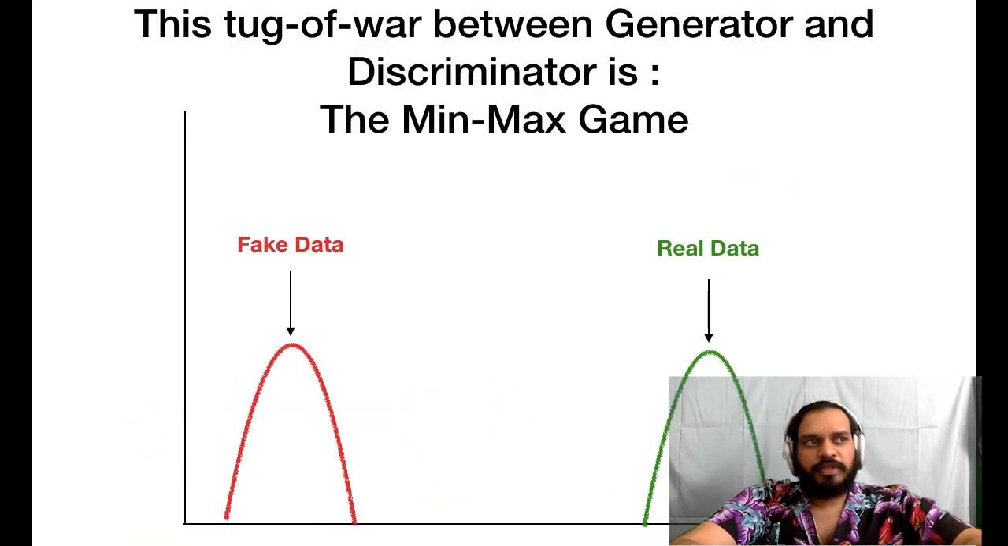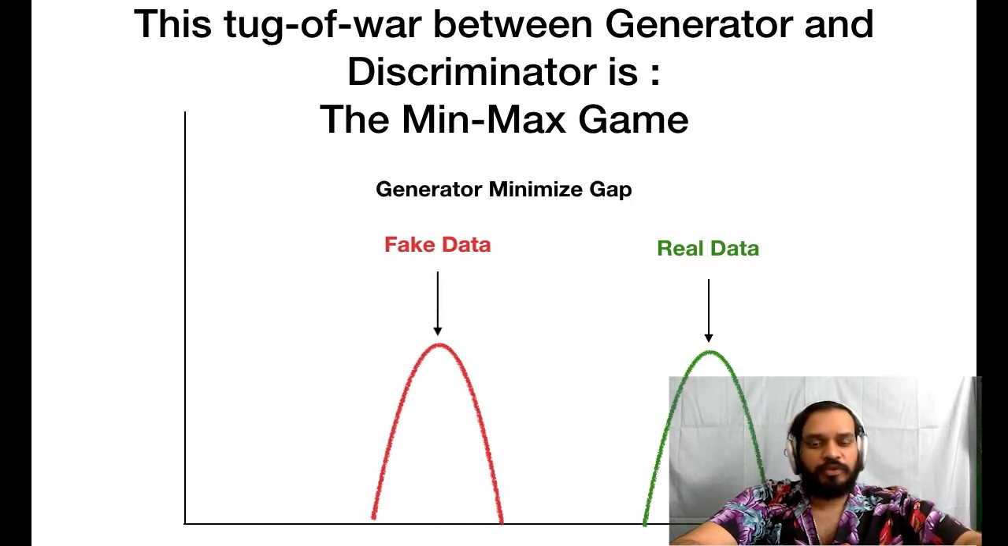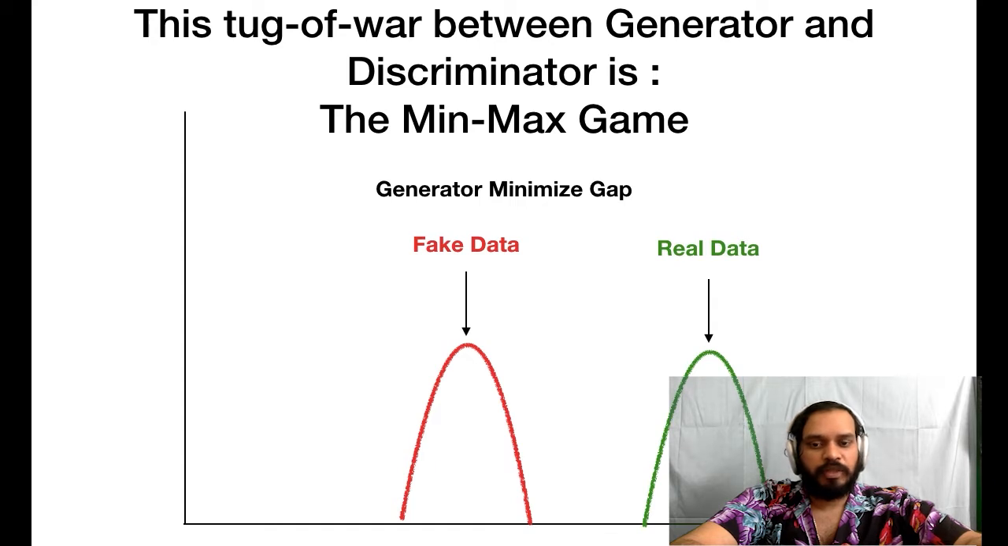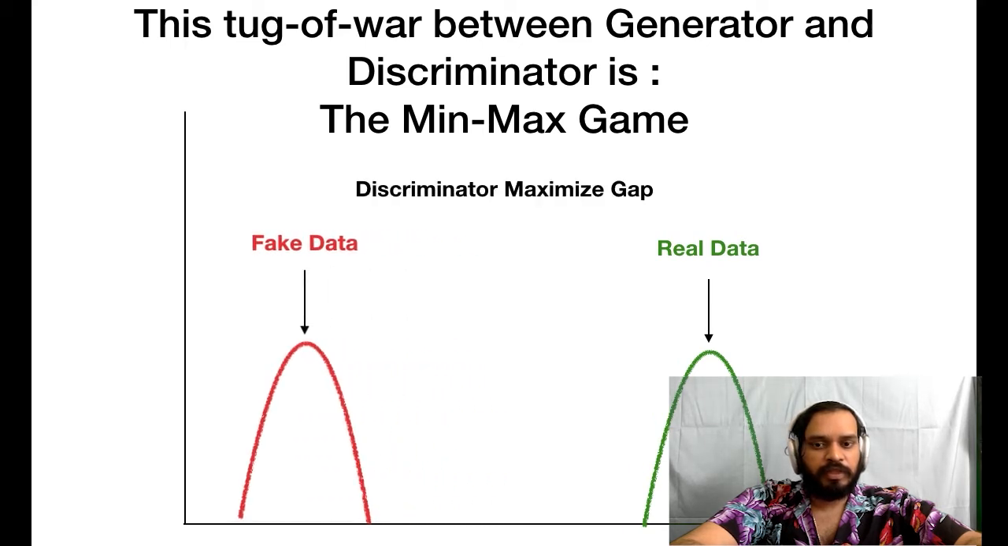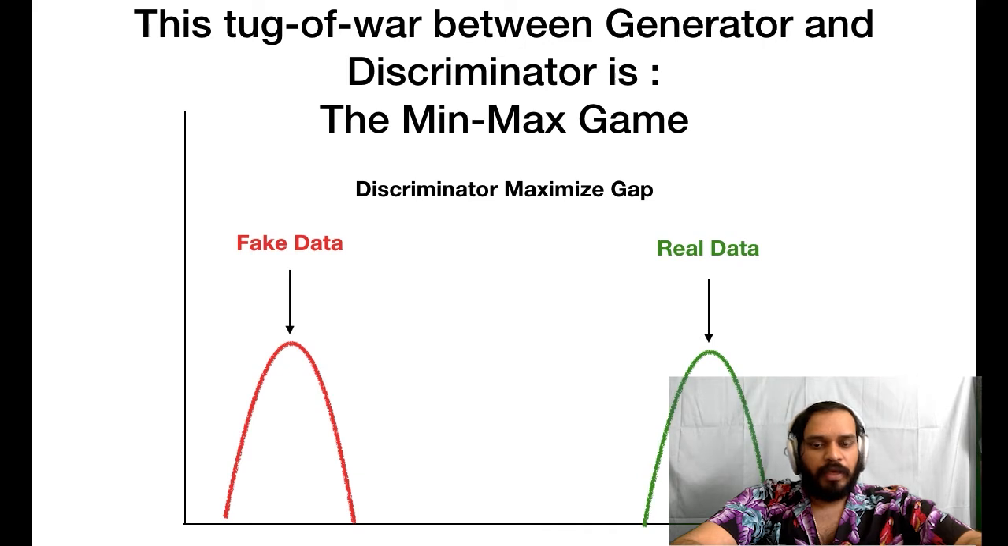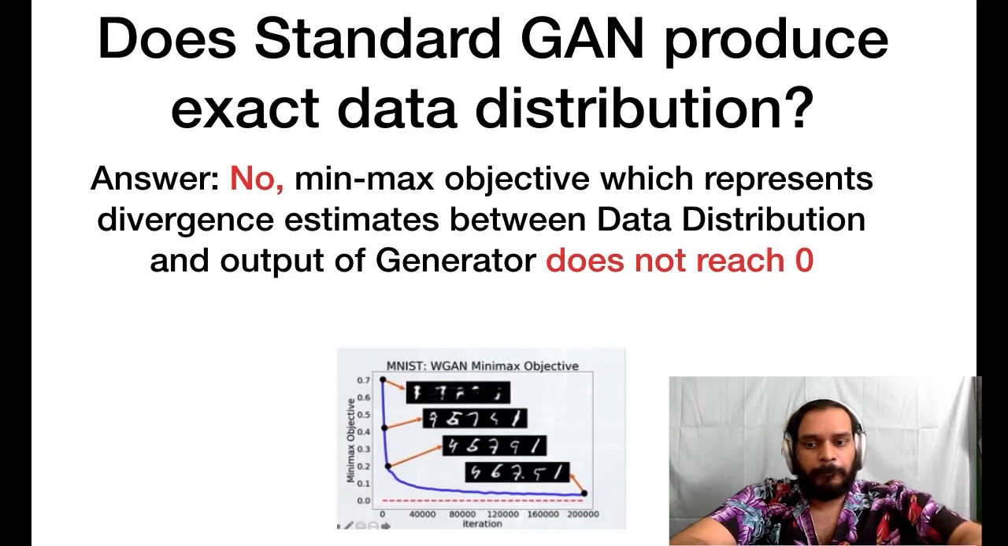So this diagram is diagrammatically showing what was explained in the last slide. Look at the generator. What it's trying to do is to reduce the gap between the fake data and the real data's distribution, and the other one, the discriminator, is trying to maximize the gap. And so this interaction of the min and the max is what makes it into a min-max game.